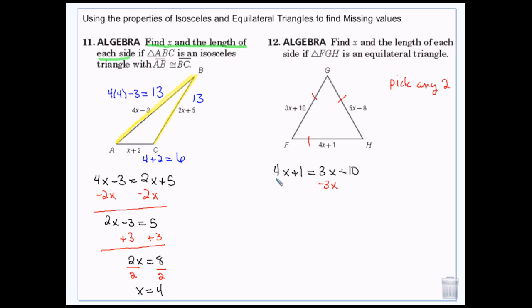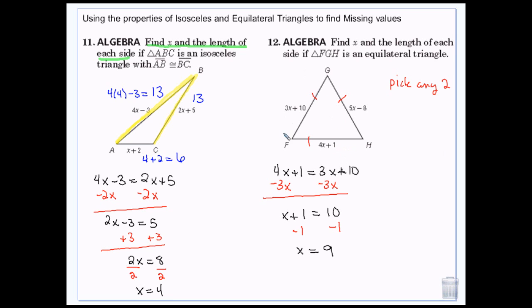Okay, subtract 3x from both sides. And I get x plus 1 is equal to 10. That was a plus 10. Subtract 1 from both sides. X equals 9. And then I plug that in, but I don't have to plug it into all of these because it's equilateral, right? So I only have to do one.